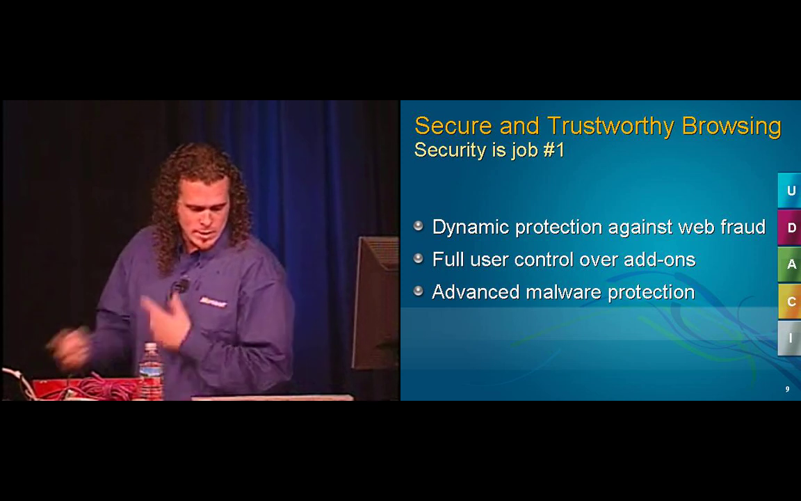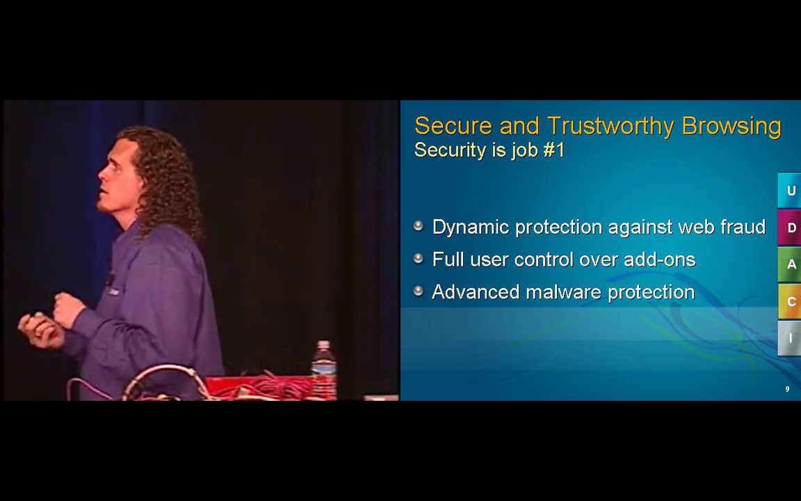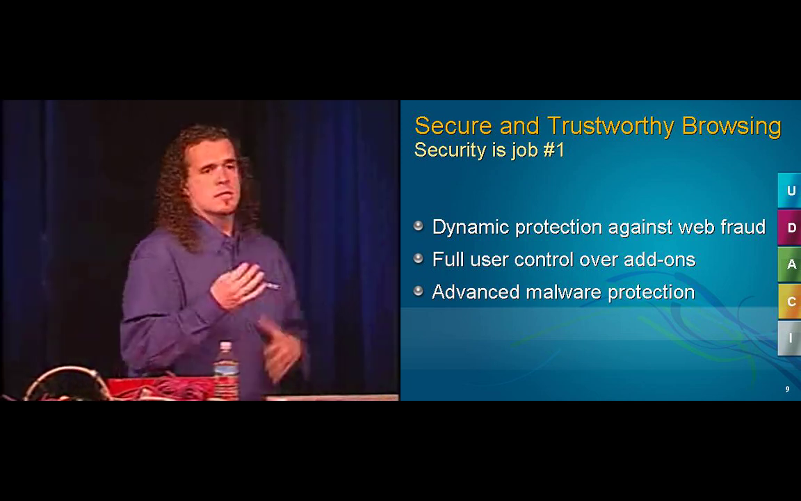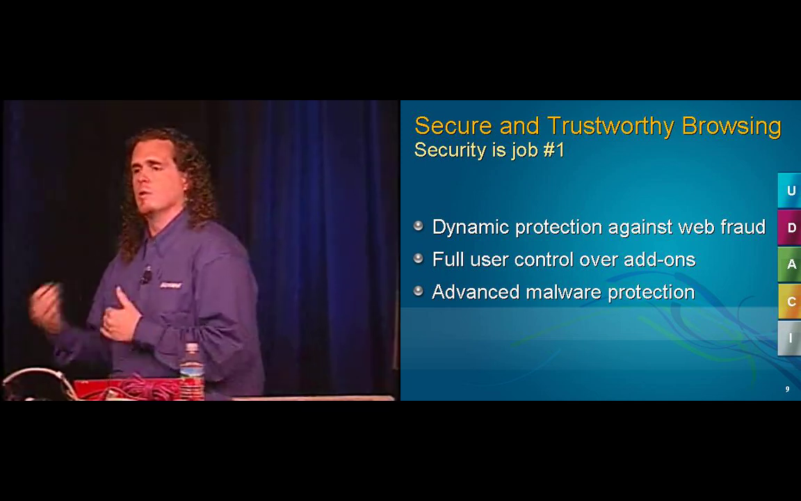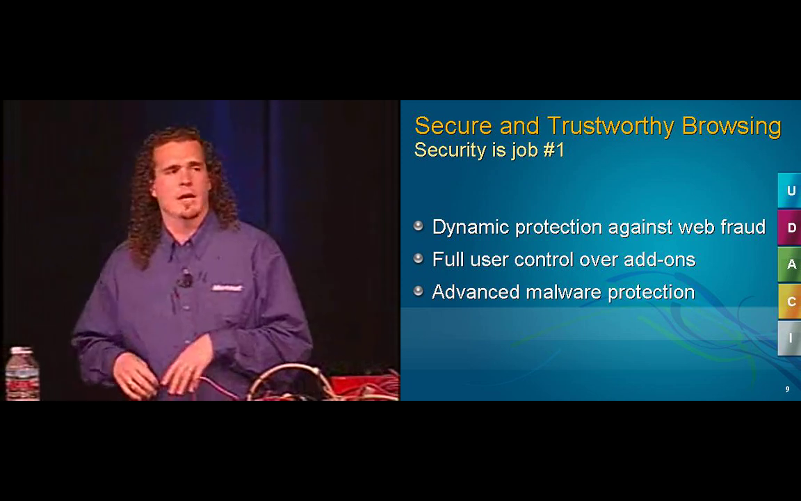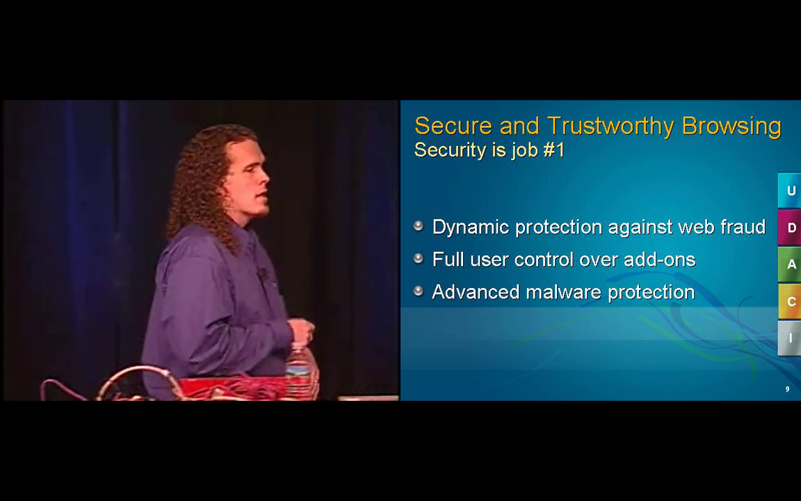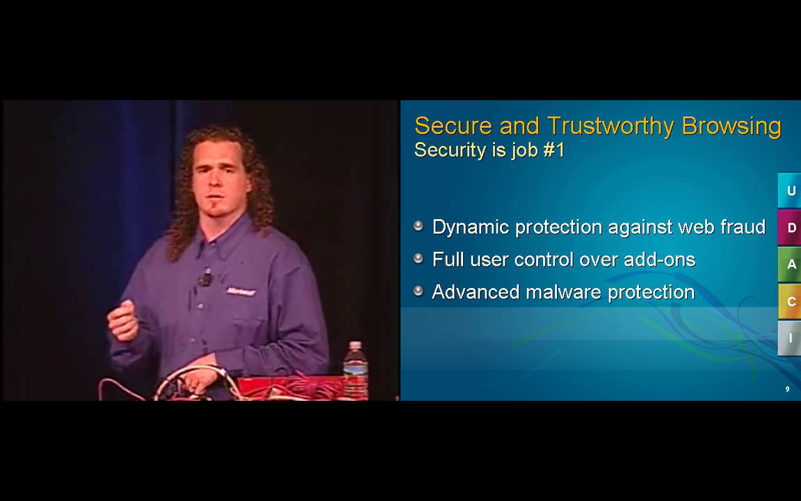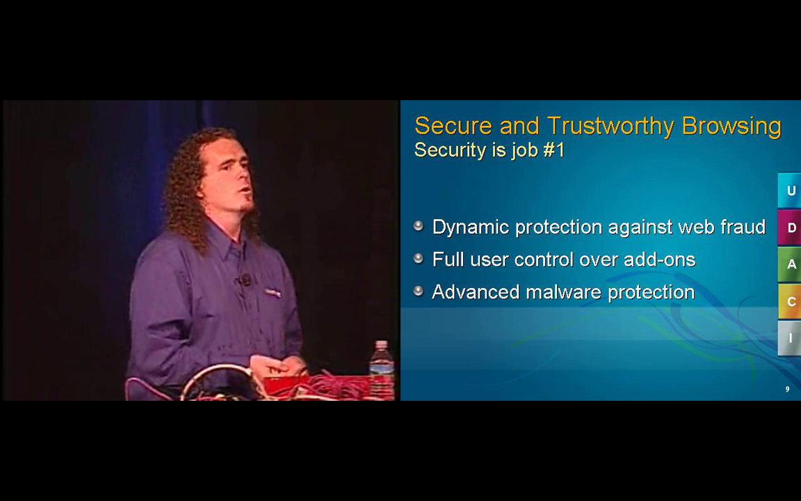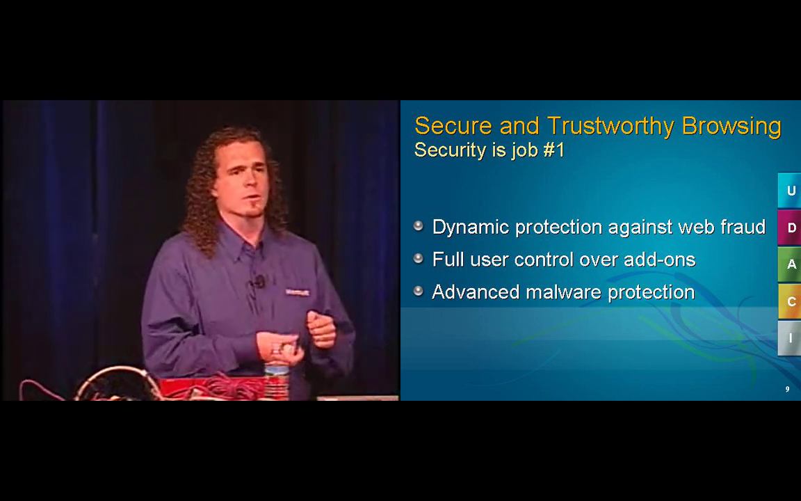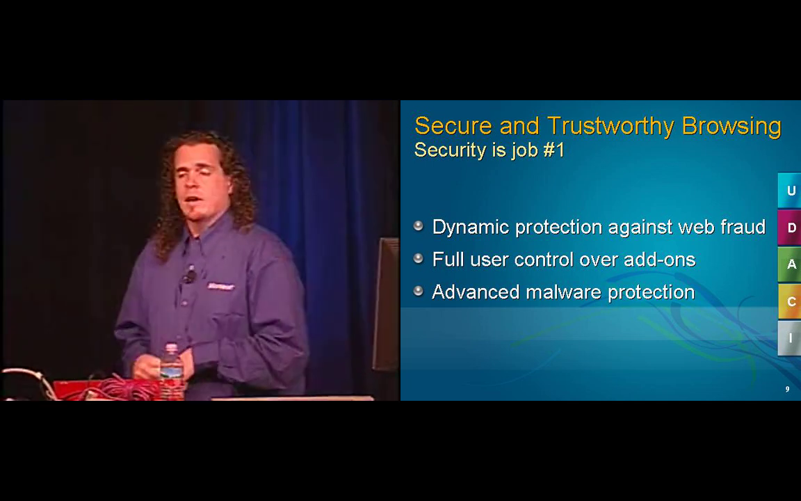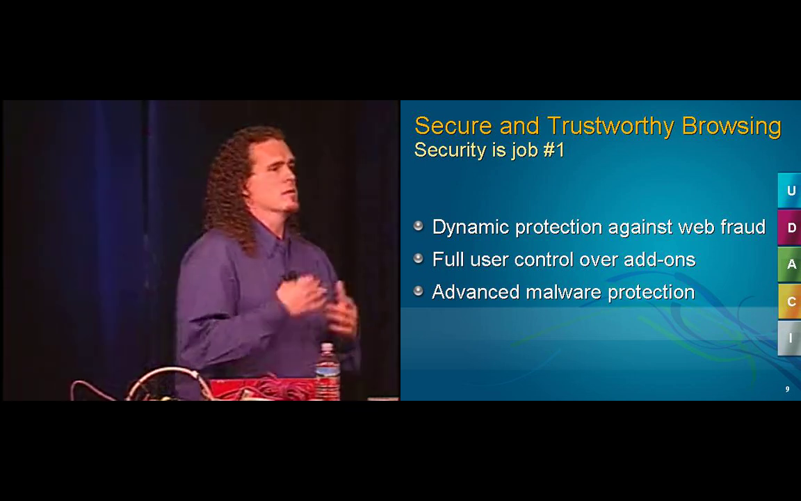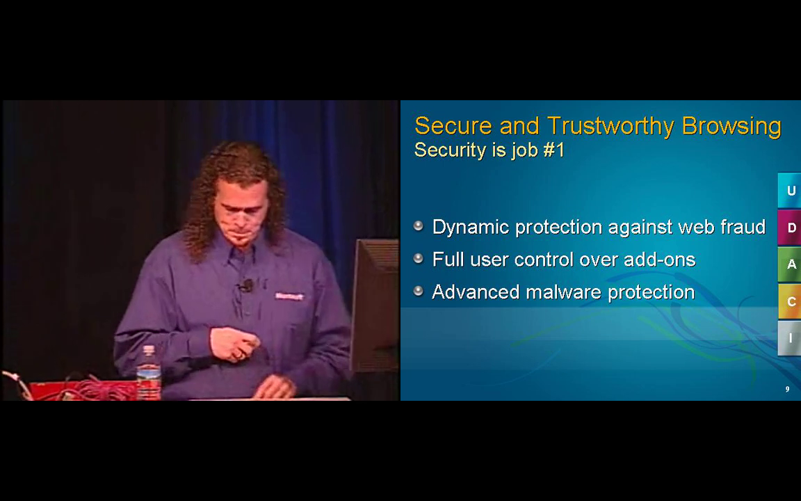So the way that we really categorize the broad class of mitigations, first of all, is dynamic protection against web fraud, trying to protect users against fraudulent data or fraudulent websites. Secondly, is providing full informed user control over the add-ons that are on their system. The user really has to know about what's getting onto their system, what kind of software is running on it. And finally, really drilling down and providing advanced protection against malicious software and software that gets installed without your knowledge.